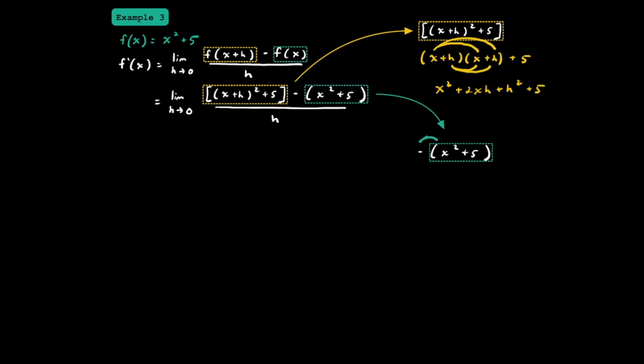Now let's simplify the second part by distributing this minus sign. In doing so, we're going to get negative x squared minus 5.